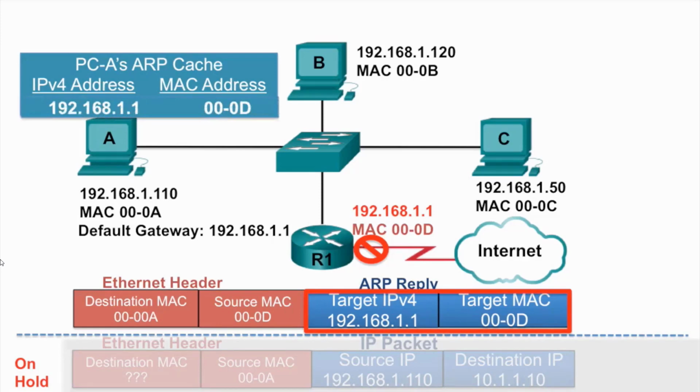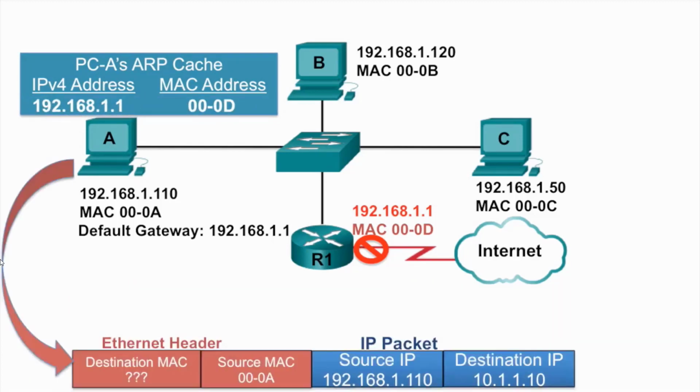It now has the information it needs to forward the packet which is on hold. So the destination MAC address is now going to be 000D, that of the router R1, its MAC address. And now PCA can forward the frame onto router R1.